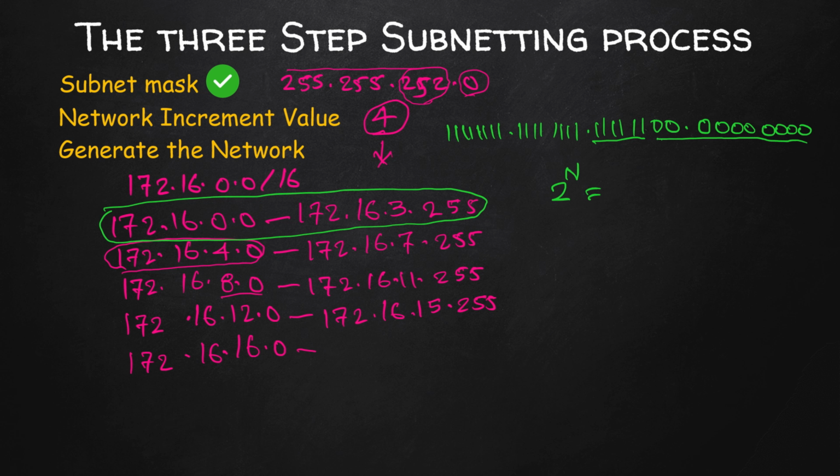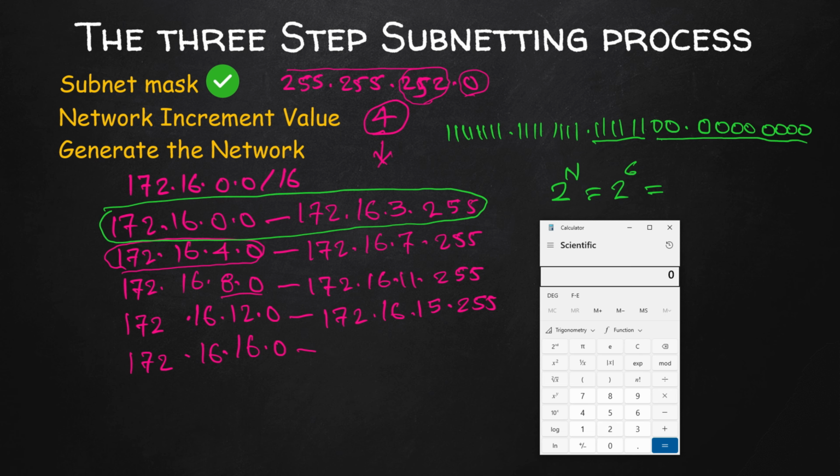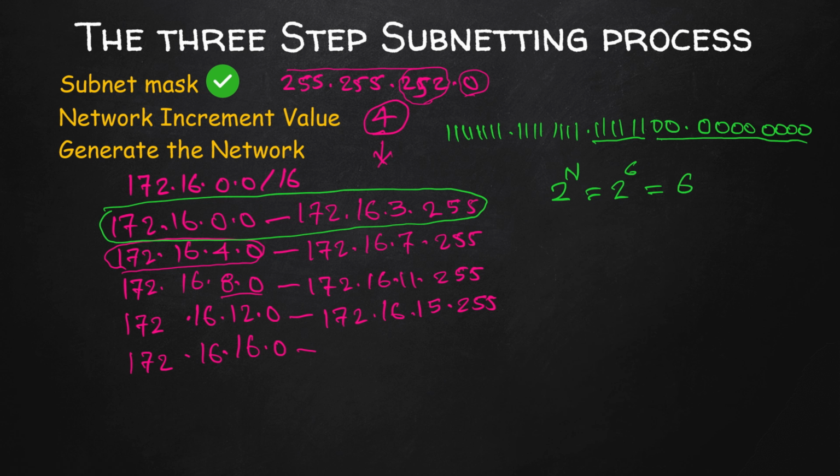So our answer will be 2 to the power of 6. And what is that equal to? Let's find the value of 2 to the power of 6 using the calculator. For that, let me bring the calculator here. Then I am going to change it into scientific mode. Okay, it is already in scientific mode. Here I press 2, then use this power function, and the power value is 6, and it is equal to 64. So our answer is 64. By using this subnet you can get 64 networks.